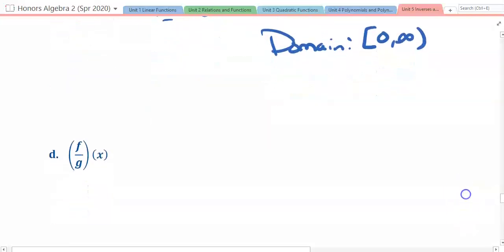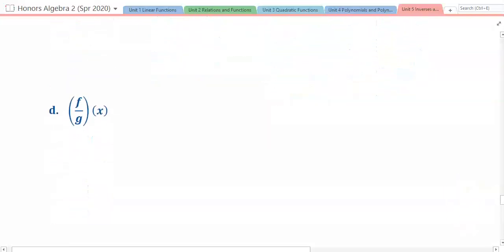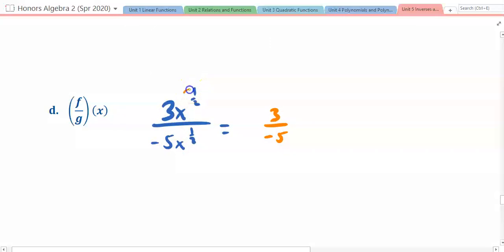Okay. The f divided by g, again, a very interesting case here. Watch what happens. 3x to the 1/2 over negative 5x to the 1/2. What happens when I divide those? Well, the 3 and the negative 5 aren't going to simplify. That's negative 3/5. But this part, remember what we do with the powers there. We subtract the powers. And so 1/2 minus 1/2 gives me 0.